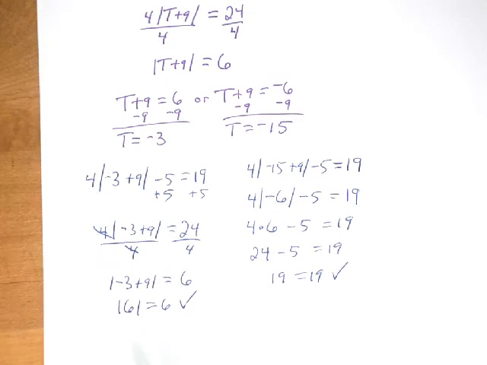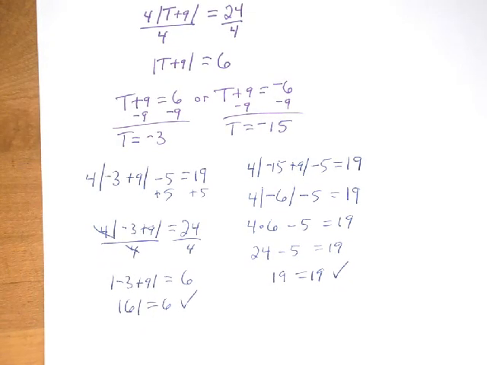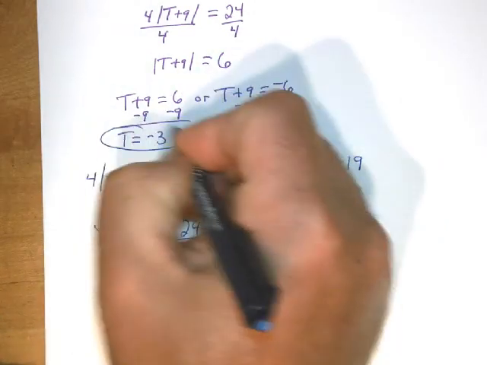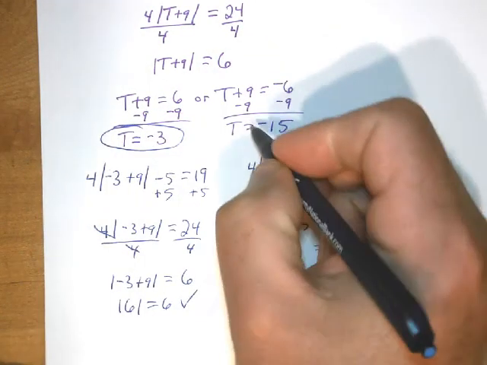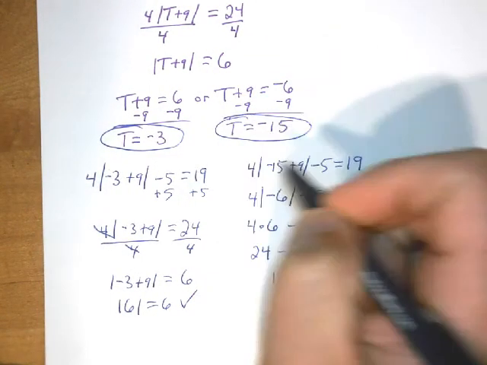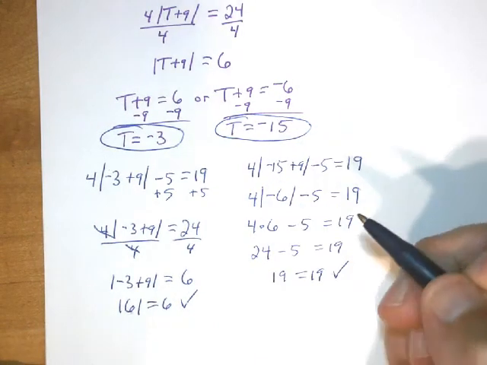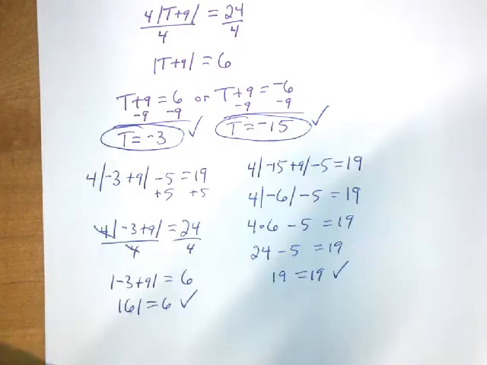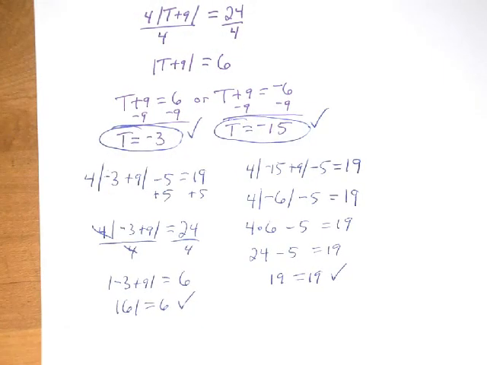If you did something wrong, you will not get the 19 equals the 19 or the 6 equals the 6 here. You will get, it'll say 3 equals 7 or 5 equals 2, which makes no sense, and that means that it is wrong. So in this case, both of our answers, t equals minus 3 and t equals minus 15, are both 100% correct.